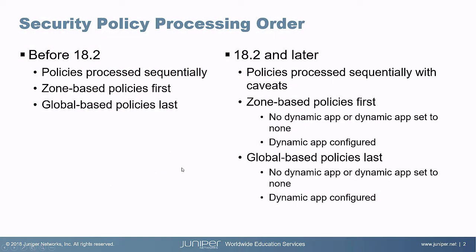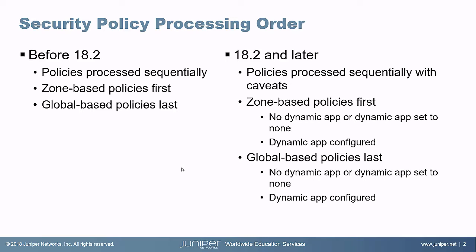So let's discuss Security Policy Processing Order. Before version 18.2, policies are processed sequentially. You have zone-based policies and global-based policies. Zone-based policies are processed first. Global-based policies are processed next. What that means is, if you have a host whose traffic is going to match a zone-based policy and a global-based policy, the zone-based policy will be applied and the global-based policy will not be applied.